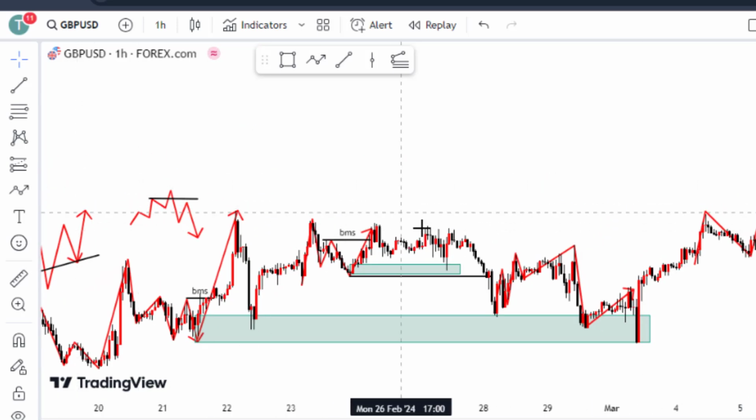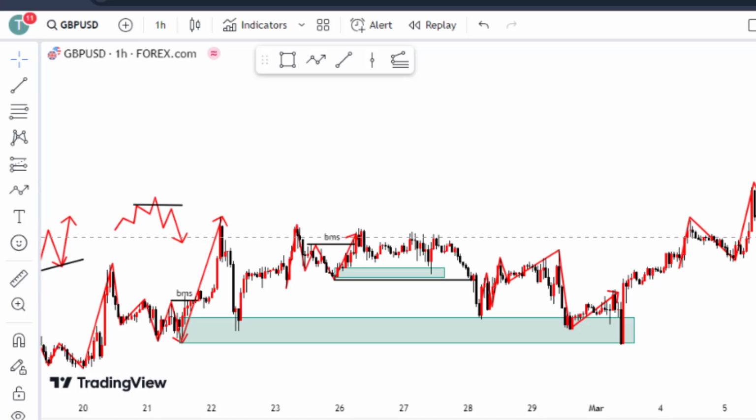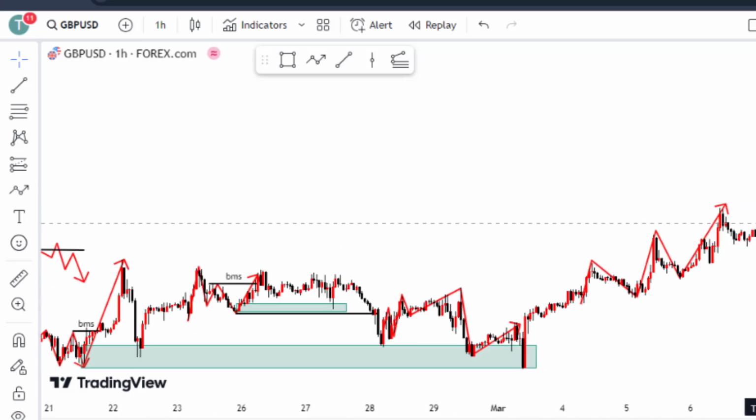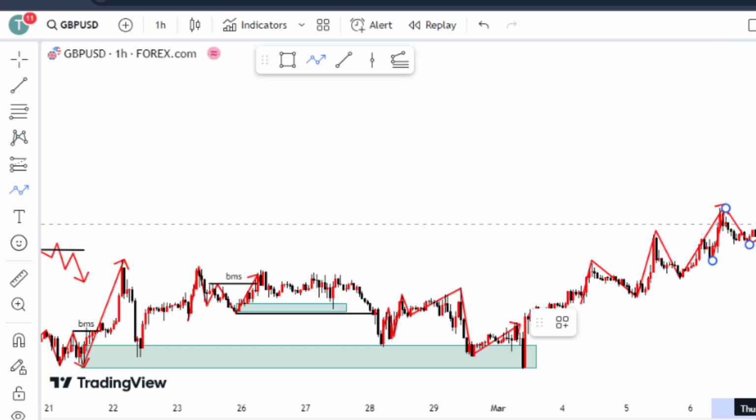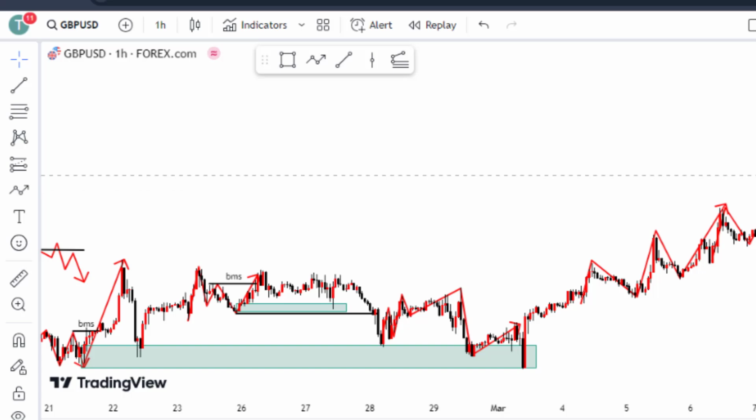Do you see how it is? Do you see you keep on buying on the short-term lows? You keep on buying on the short-term lows after a retracement using either order block or FVG. Depends. Are you seeing it? Are you seeing it, guys?